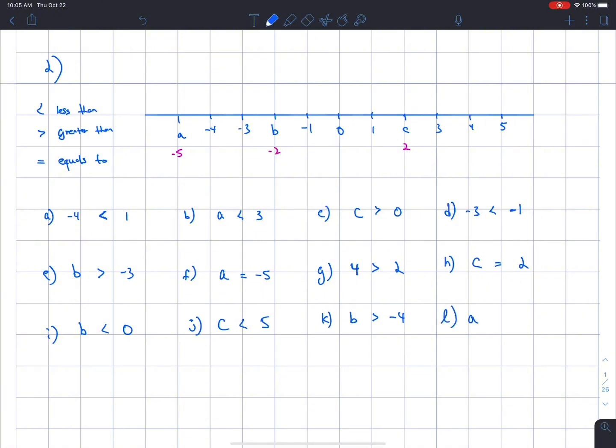L, A is something -10. So A is right here. A is -5. So -5 will be bigger than -10, because -10 is the bigger digit, and in the negative world, the bigger the digit, the smaller it gets. That's why A is bigger than -10. Sorry, A should be bigger than -10.